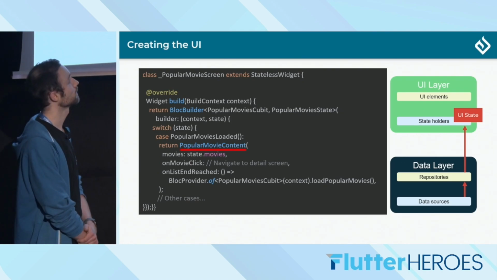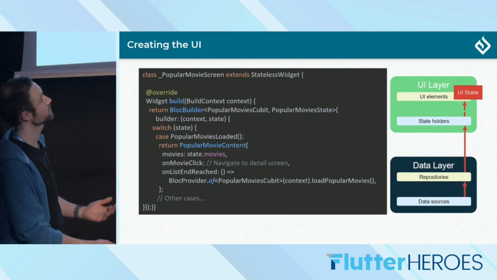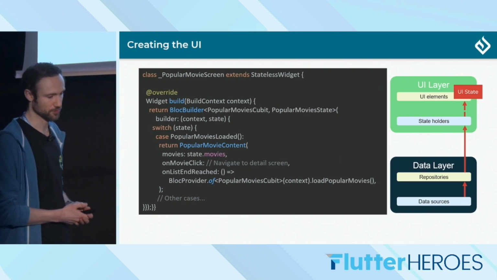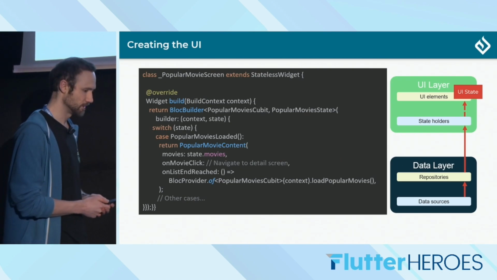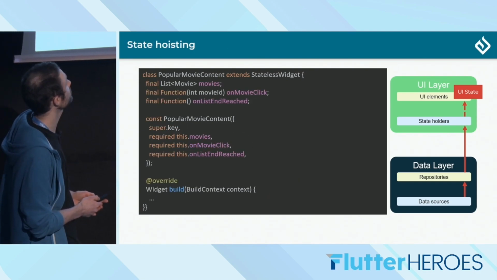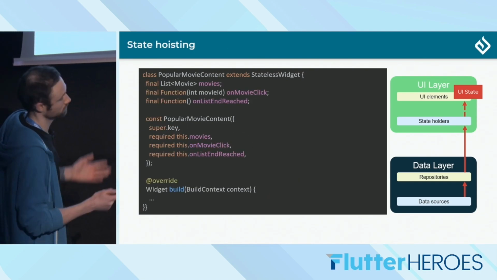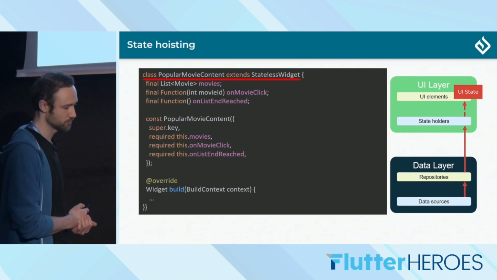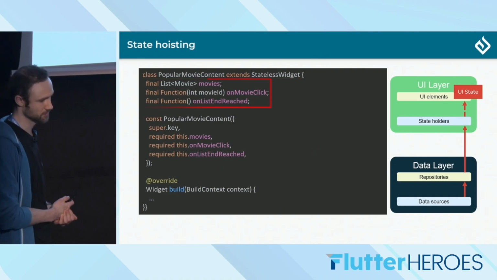So to summarize it again, on the right side we have our UI state, and we provide this to the UI. That's pretty much it. Maybe have a little look inside this popular movie content child widget, because as you can see, again, it's a stateless widget, so not much to it, but what's more interesting is what parameters it takes.